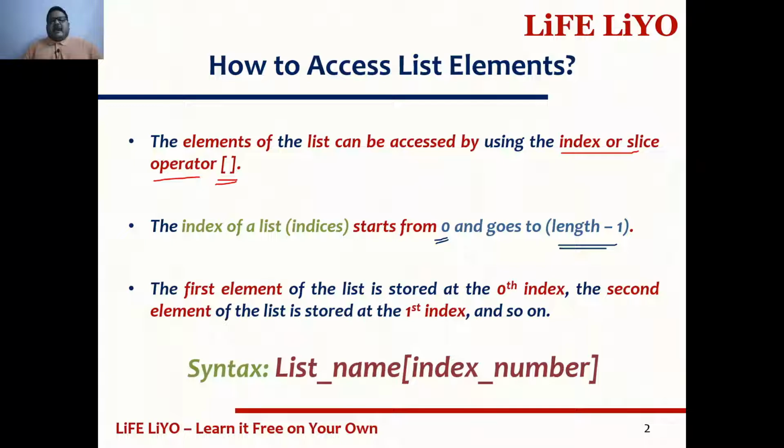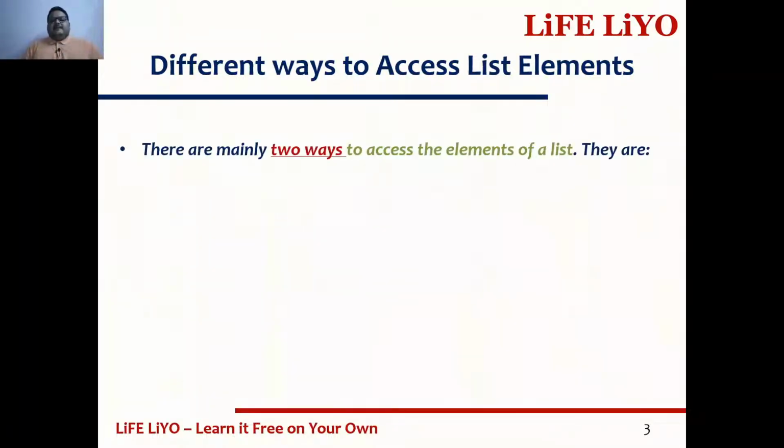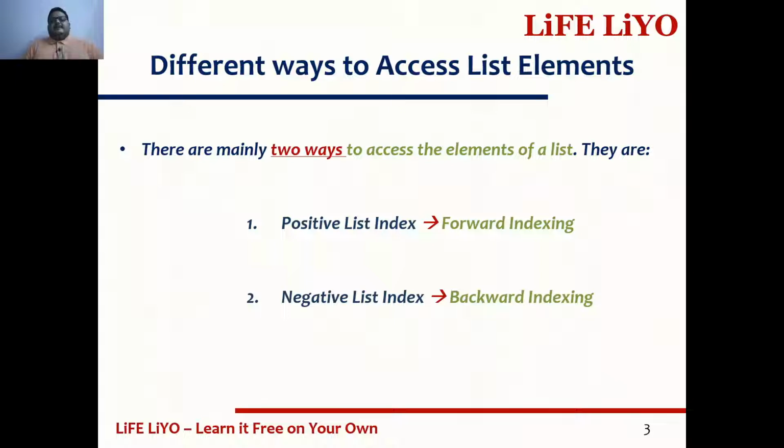Like this, it will continue. So the syntax for accessing a list element is the list name and the index position which we want to access. For example, if we want to access the fifth index element, then we pass 5 as the index number. Now, what are the different ways to access list elements? In Python, we have two ways. One is positive list index, also known as forward indexing. Next one, negative list index, also known as backward indexing.